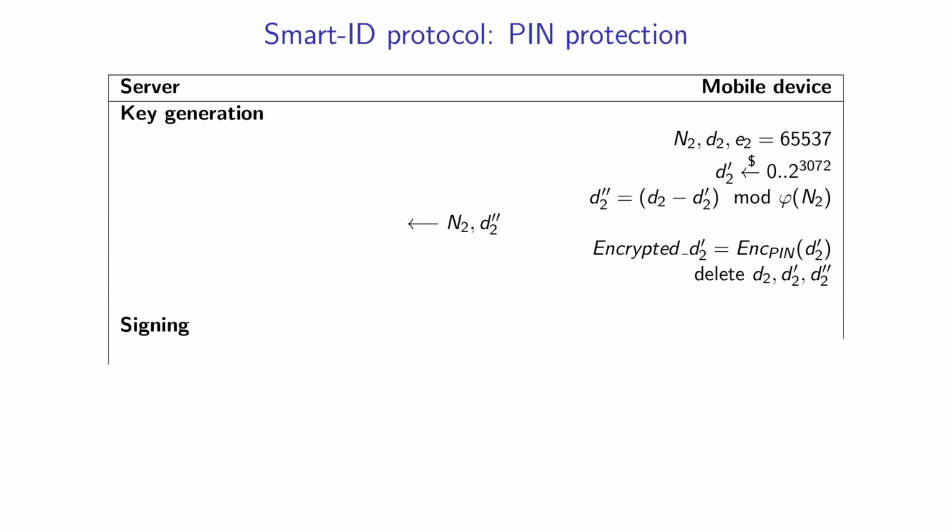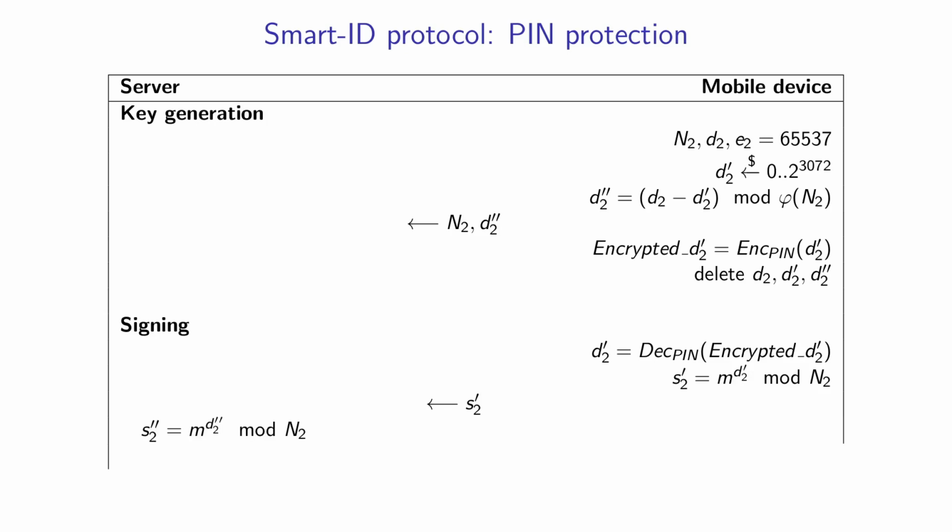Then, when some message has to be signed, the user enters the pin code, the share is decrypted using the entered pin code, and then the result of the decryption is used as the private exponent to create signature share S2 prime on the mobile device. The signature share is sent to the server.